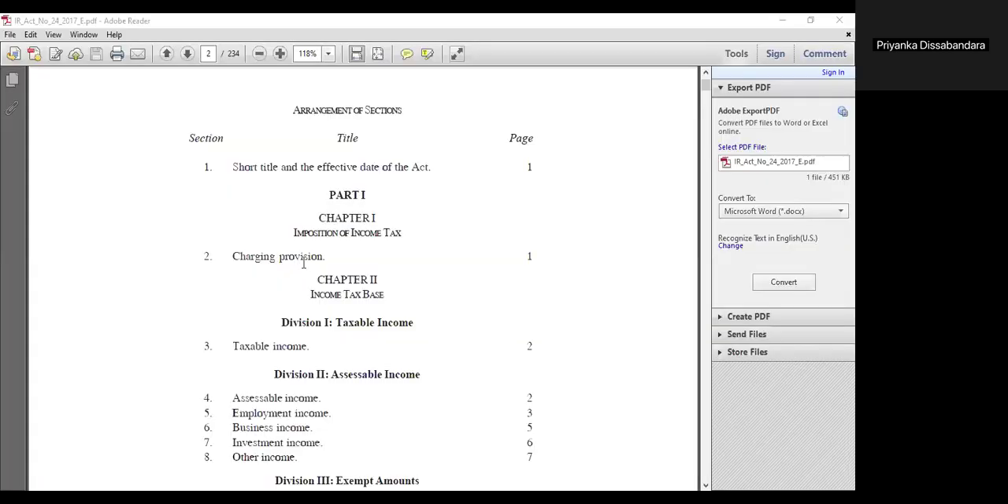This is the section I have shown. Let's move to that section.